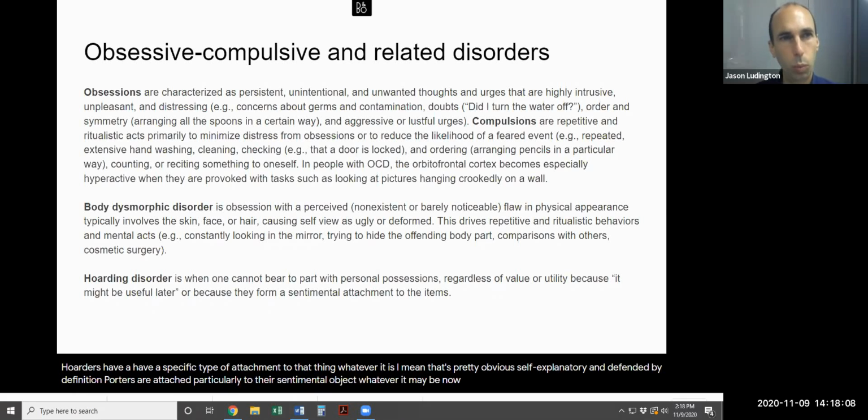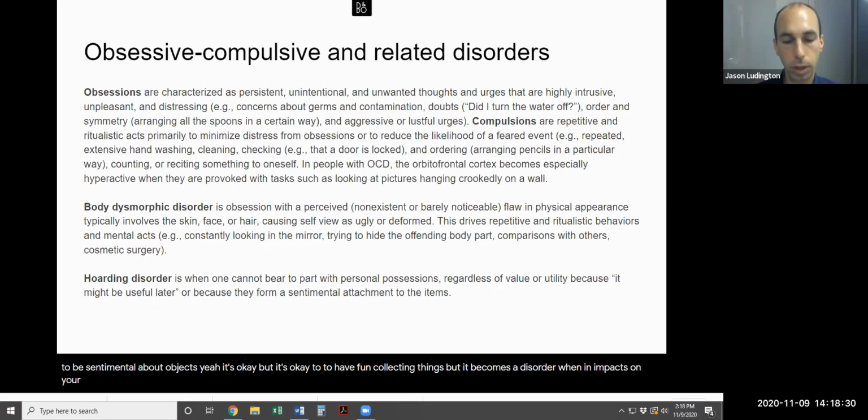Now, why is that called a disorder? Isn't it okay to be sentimental about objects? Yeah, it's okay. It's okay to have fun collecting things, but it becomes a disorder when it impacts your well-being, which it can start to do when it gets too extreme.